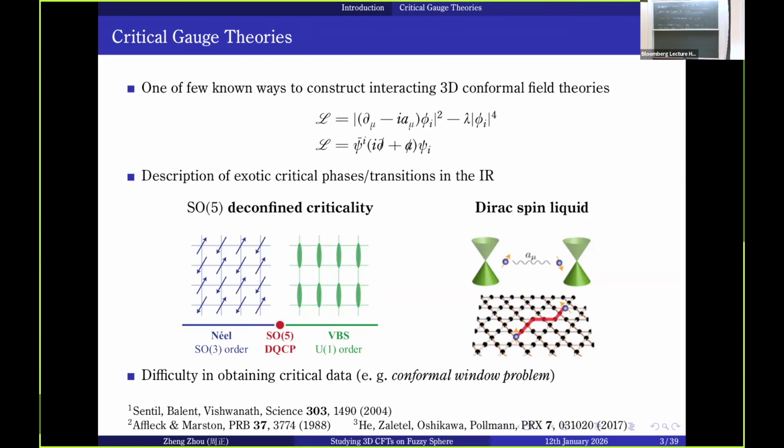As an example, there is a famous conformal window problem. That is to say, under what numbers of flavors do these Lagrangians flow to a conformal fixed point? This is largely unknown in three space-time dimensions.